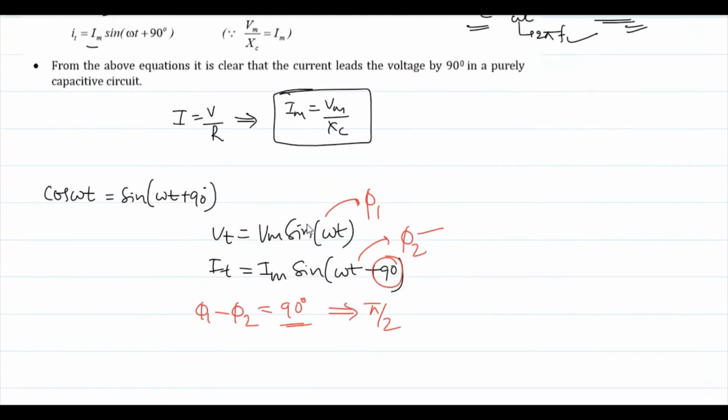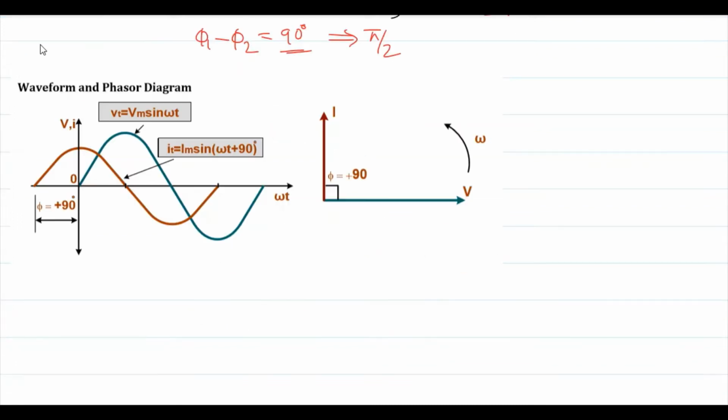By this we can conclude, from the above equations, that the current leads voltage by 90 degrees in the purely capacitive circuit, where voltage lags behind but current leads. And if you look at the waveform and phasor diagram of this purely capacitive circuit, here this one is the waveform diagram, and this one is the phasor diagram.